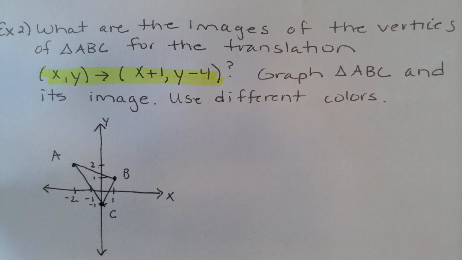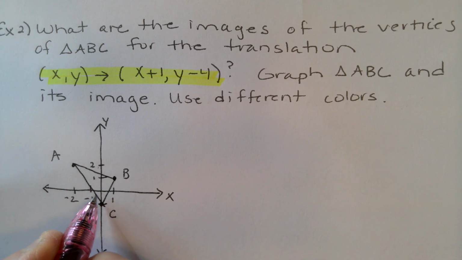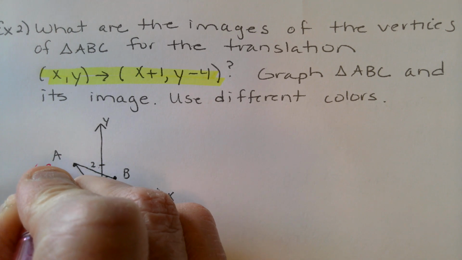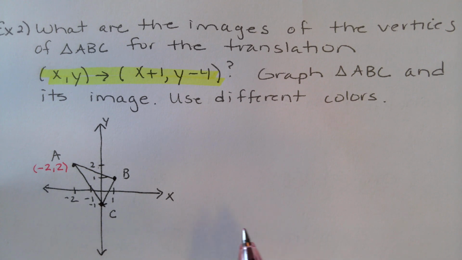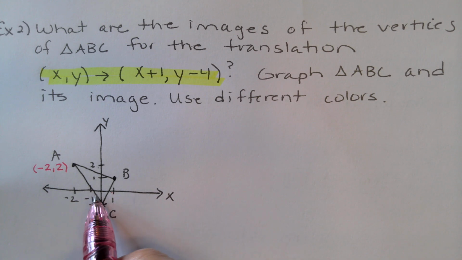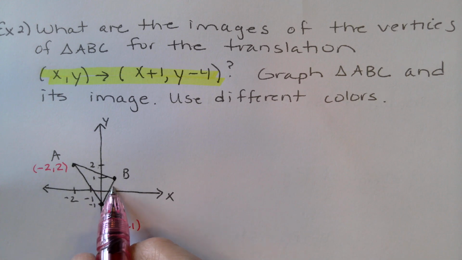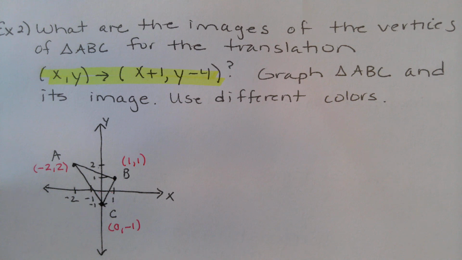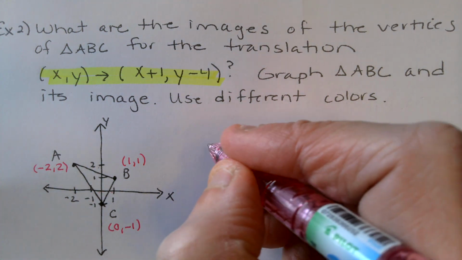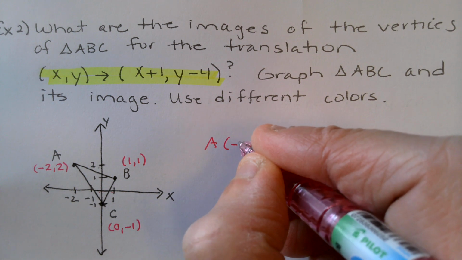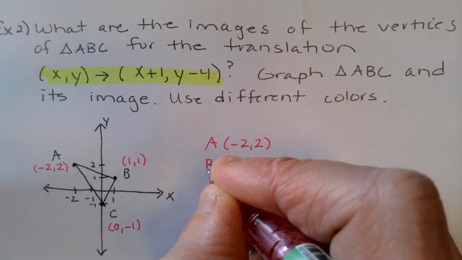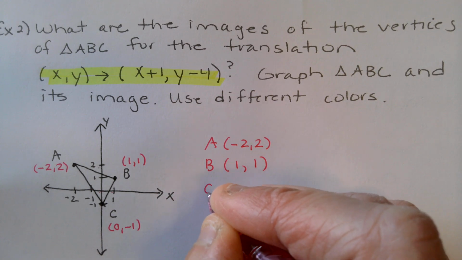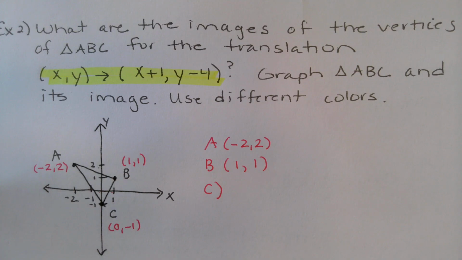Alright, so A, what coordinate is that? Negative 2, 2. And C, 0, negative 1. And B is 1, 1. Okay, so we have A. I'm just going to list them vertically now. B and C.